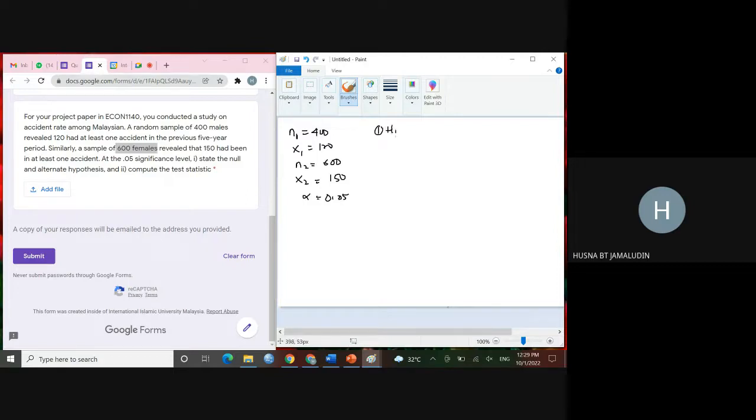So how to write the hypothesis? Tell me, H1. What should we say? Is there any equal? Is there any difference? Is there any bigger, larger, smaller, whatever? Can you see somewhere? Anyone? No? So you can see that you conducted a random sample, had at least one accident. Similarly, samples of the other group. So what is our H1? Anyone? How to write the H1?